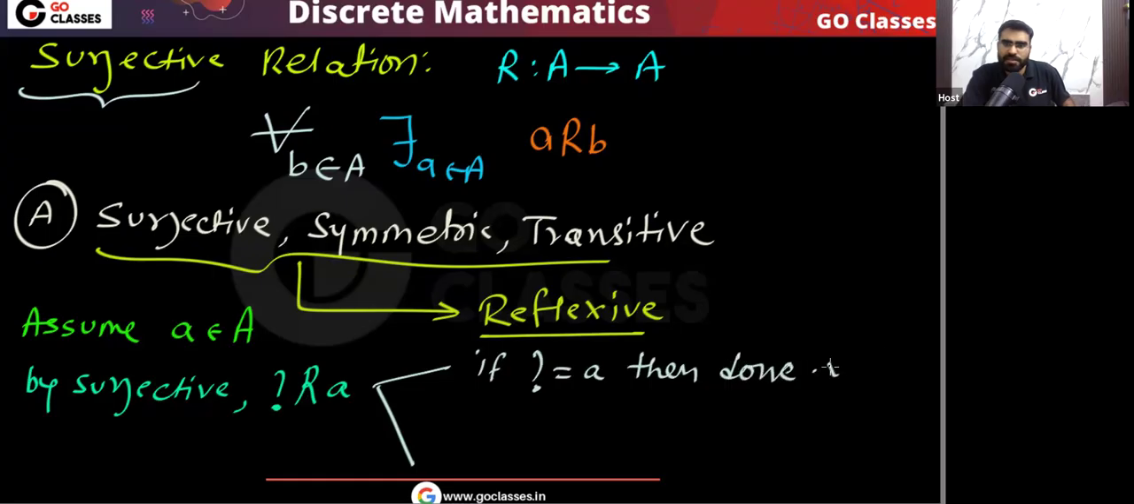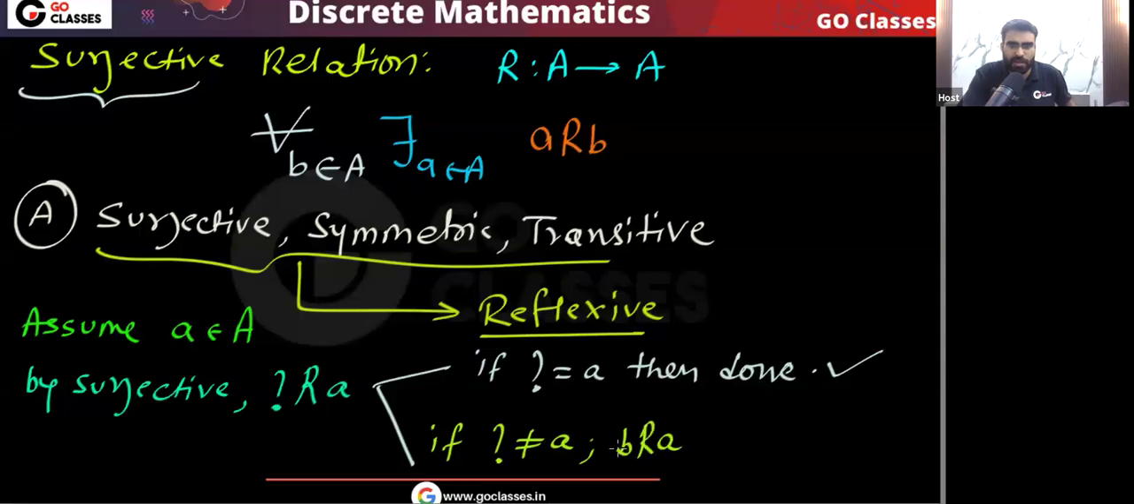Then we are done, right? Yes or no? Okay. Now you tell me. Otherwise, if this person is not equal to A, let's assume that B is related to A. Okay, some person B is related to A. Now, from here, you tell me, you have symmetric also and you have transitive also.